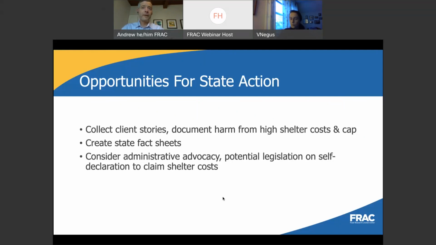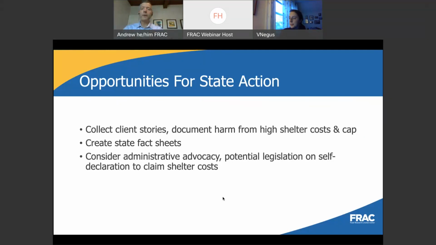Creating state fact sheets. Vicky and her team have done a fantastic job in creating a document that we'll link to in a moment. We would love to help support others to gather similar information in your state. Like Vicky mentioned, some of the data sets are national and have state estimates. And we know that those quick and concise materials can be very helpful in communicating the issue to stakeholders.